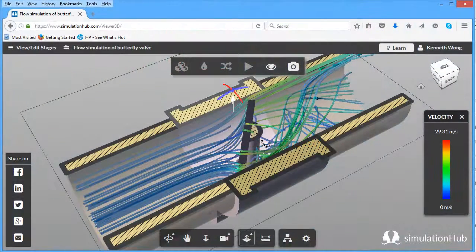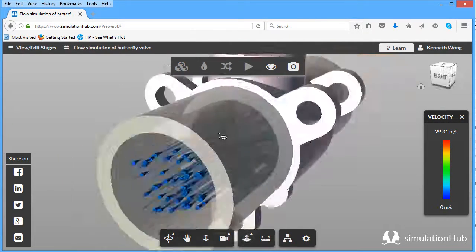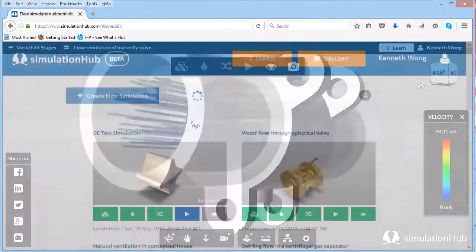Generally, CFD, Computational Fluid Dynamics, is a pretty complex simulation task delegated to specialists, but can it be made more accessible to design engineers, to those who work on the products in the early conceptual phase? Let's take a look at how SimulationHub manages to simplify it.